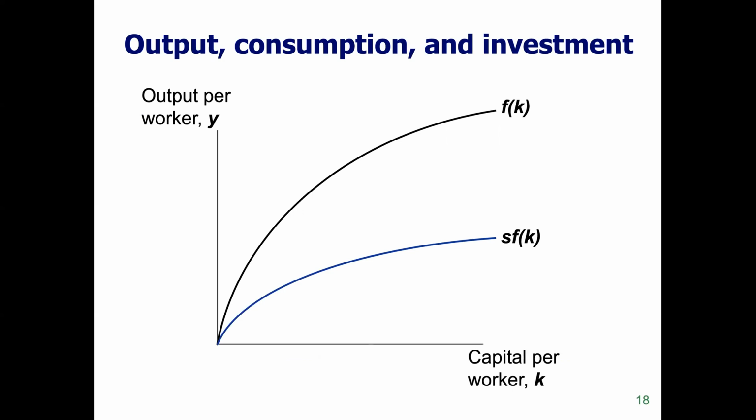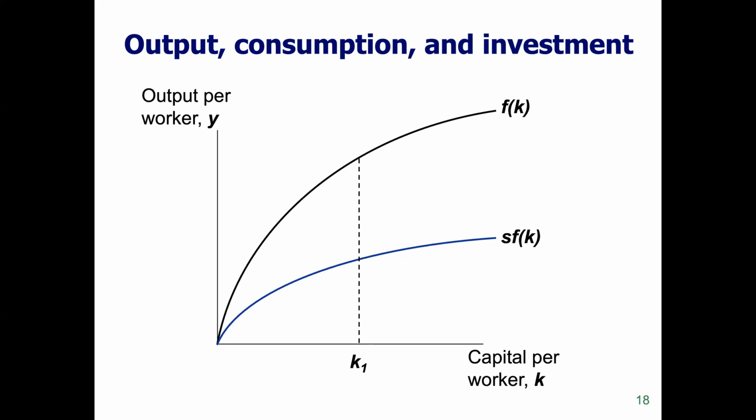And now if we take the saving rate times f of k, we get the blue curve, which is down lower. Okay, so that's the total amount of investment, little s times f of k.